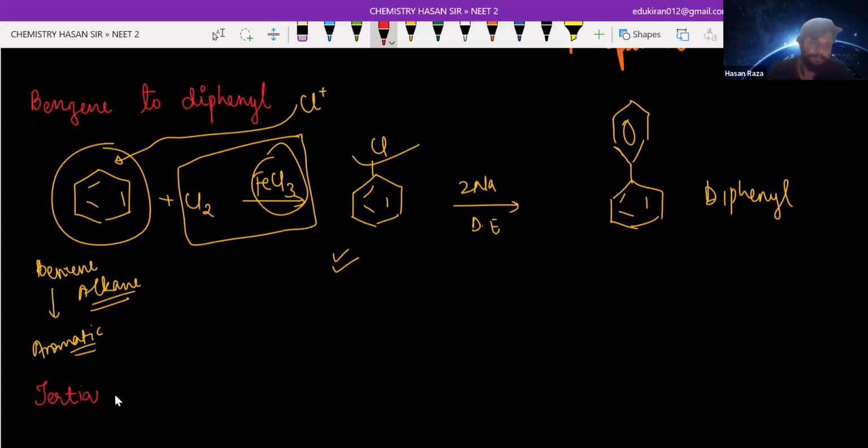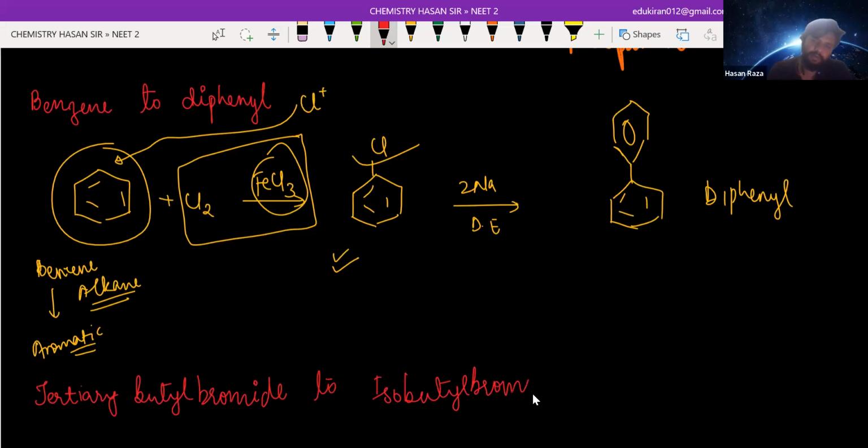Tertiary butyl bromide to isobutyl bromide. First, in conversion, you should write the structure of the reactant and then write the structure of the product that you require.